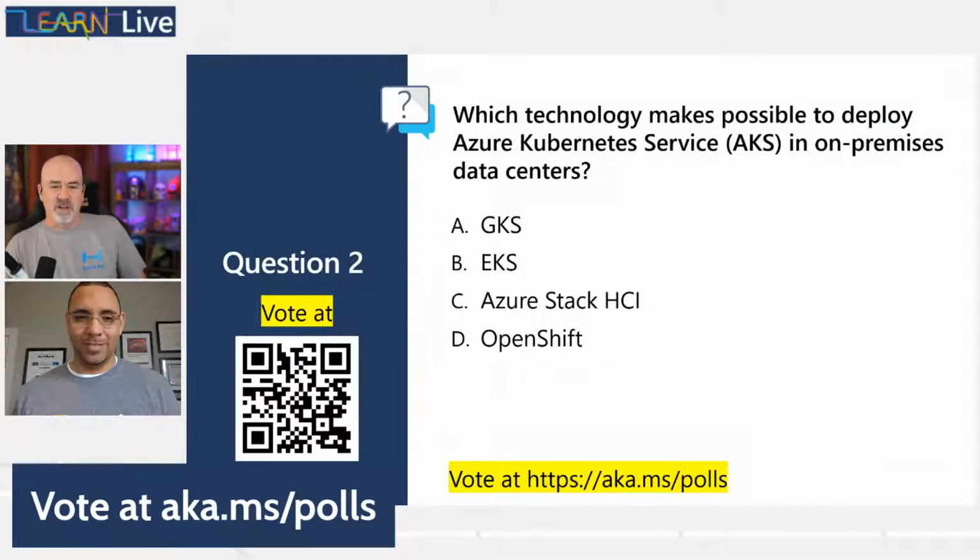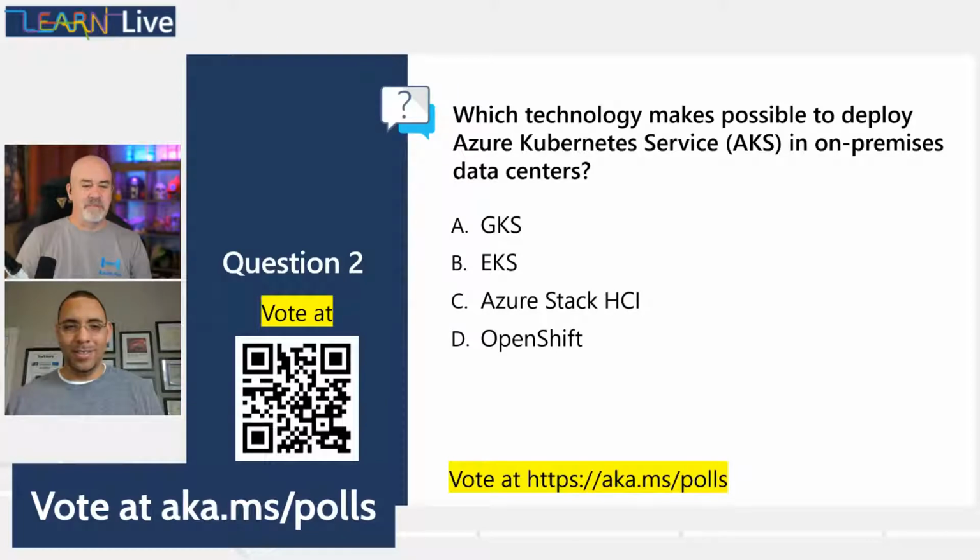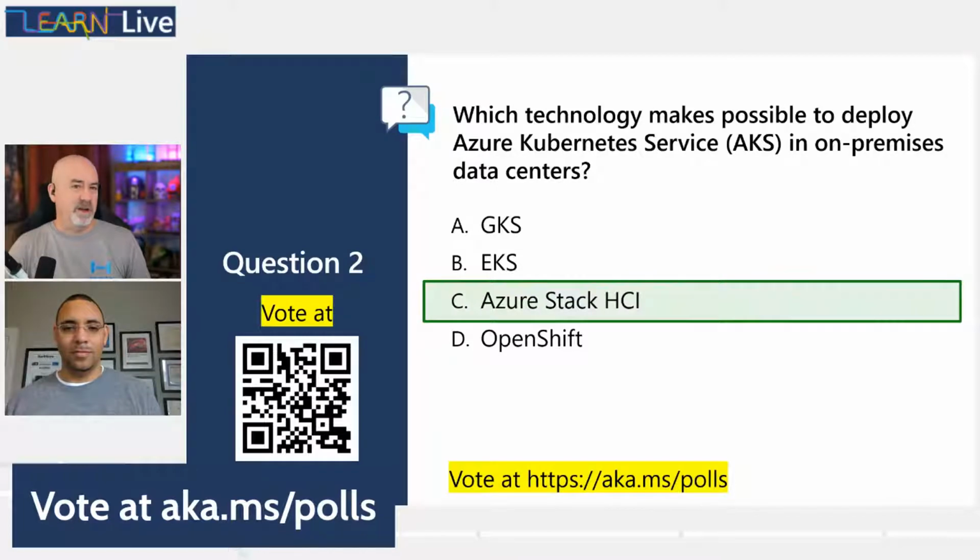Next question is, which technology makes it possible to deploy Azure Kubernetes Service, AKS, in an on-premises data center? This is a good one. Which one do you think, Steve? I'm going to go with Azure Stack HCI. Yeah, because we really haven't talked a lot about the other ones, so I'm not quite sure why we put them in the options. And you are correct, my friend. X gets the square, as my friend Amy would say.